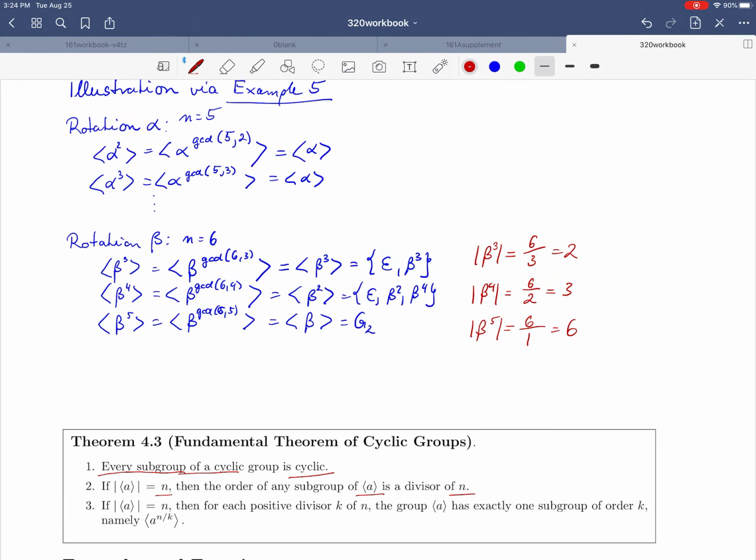The third one: if the order of our cyclic group is n, then for each positive divisor k of n, the cyclic group generated by A has exactly one subgroup of order k, and that is generated by A to the n over k. Those are 3 results that we will be using quite a bit, and they're important enough that we are calling this theorem the fundamental theorem of cyclic groups.